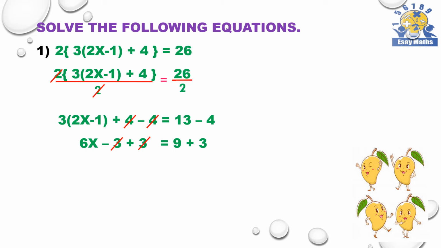This is like a banana. If we want to eat a banana, at first we should remove the skin. So here minus 3 is the skin. Then to remove that, we should put plus 3 for both sides. Now the remainder is 6x. To remove that 6, we should divide both sides by 6. Then the answer is x equals 2.